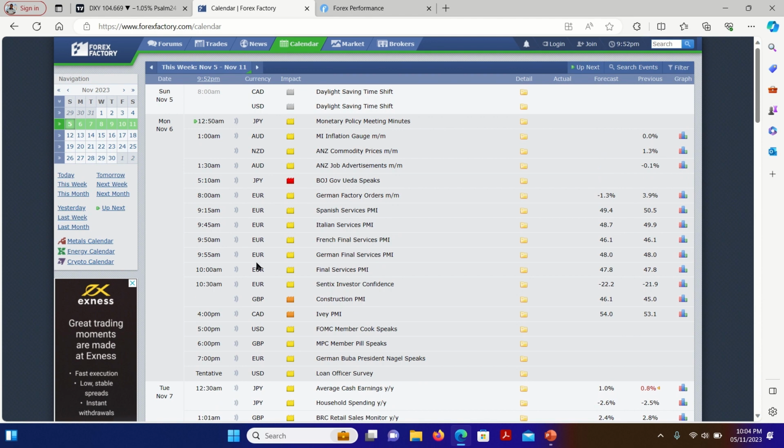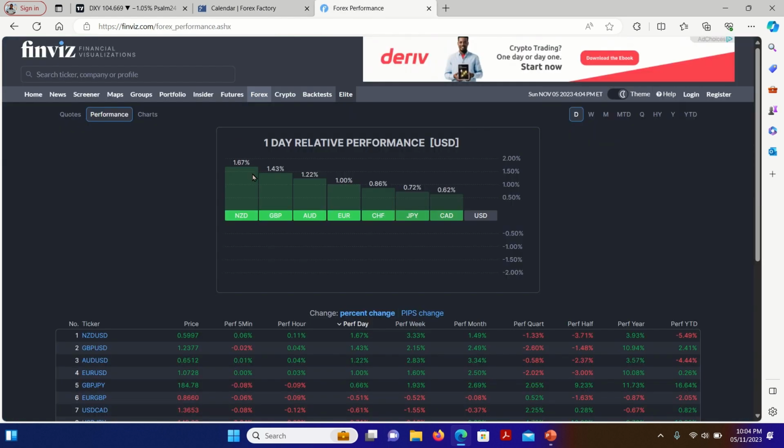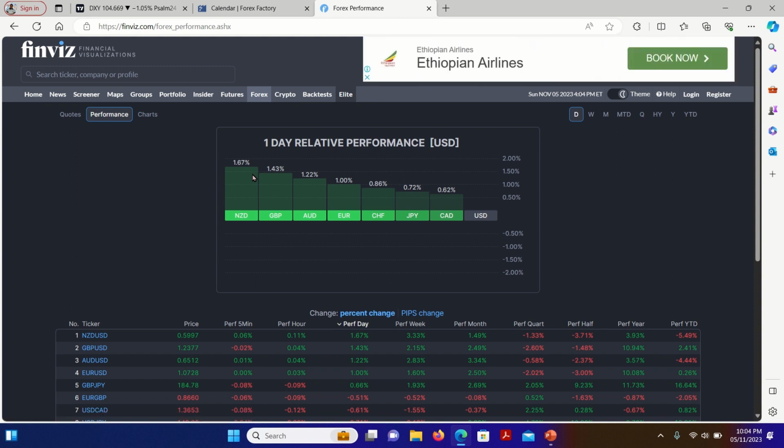All right, I think we can move to the next item, and that is to check the performance of the currency pairs on Finviz. Okay, so the highest performing currency is NZD, followed by GBP. So these are the poor performing currencies. Okay, so we see CAD. This is a commodity currency. Yen, not so much of a commodity currency.